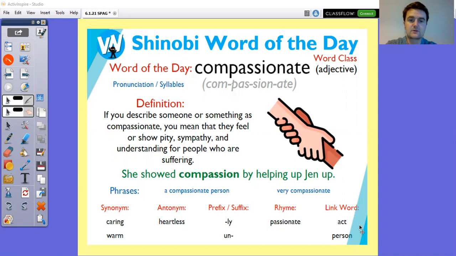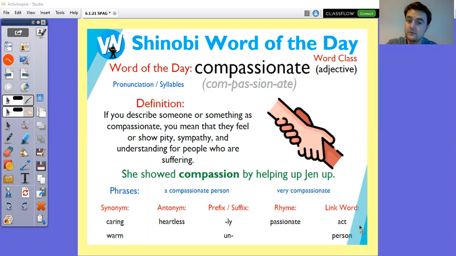So if you describe someone or something as compassionate, you mean that they feel or show pity, sympathy, and understanding for people who are suffering. It's an adjective, and the example sentence is she showed compassion by helping Jen up. Synonyms, so words that mean the same thing, are caring and warm. If you're a warm person, then you would normally be compassionate as well. Antonyms, or the opposite, is heartless. So if you're heartless, then you don't feel sympathy or show pity towards other people.